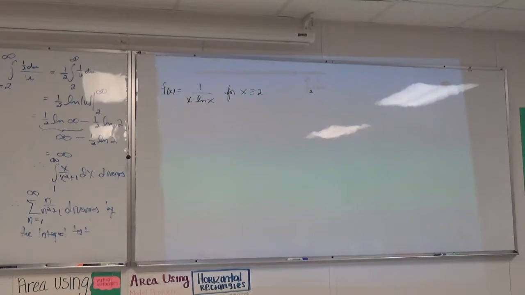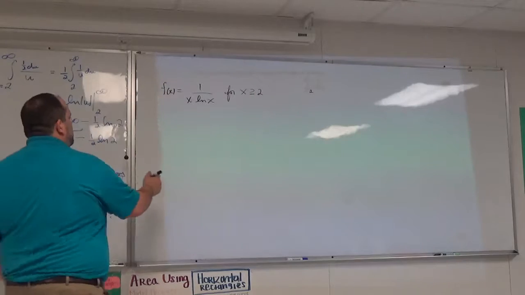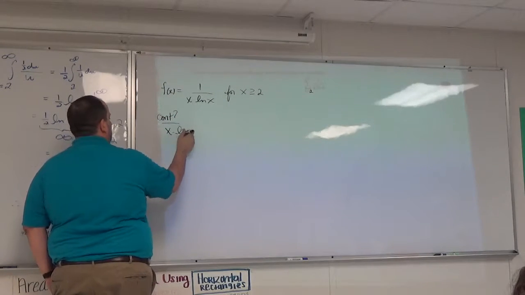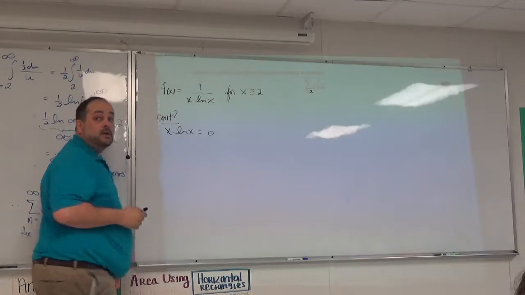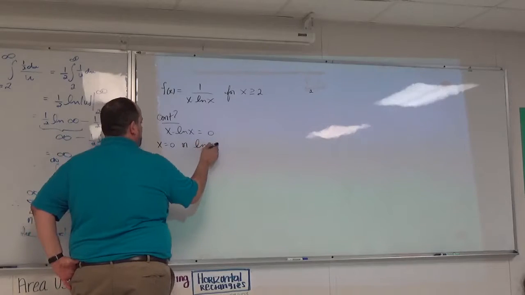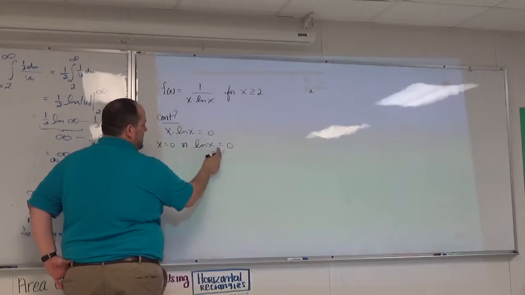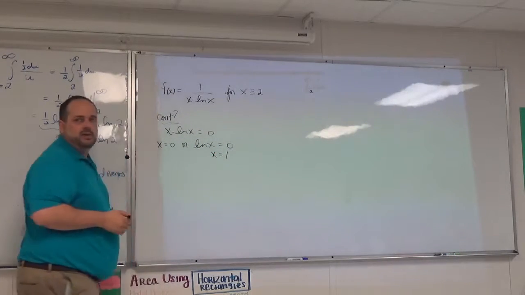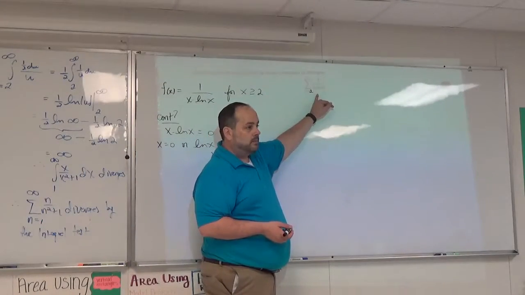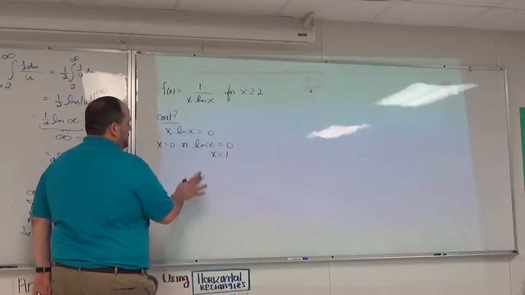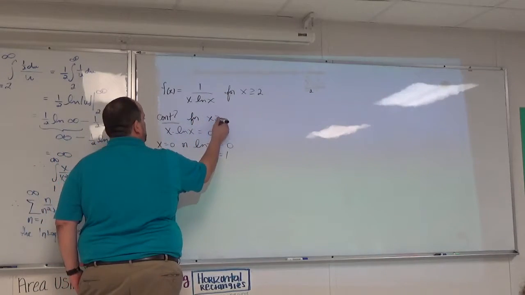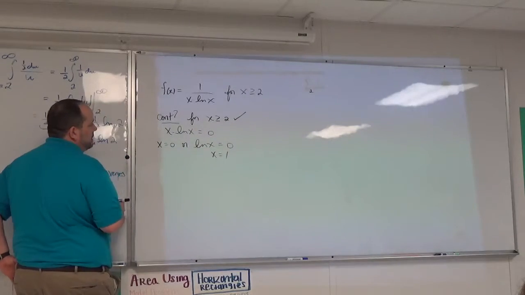The function has to be continuous, positive, and decreasing. Continuous: now I might want to stop here. X times the natural log of x can be equal to 0 if x equals 0 or the natural log of x is equal to 0. Natural log of x is equal to 0 only if x is equal to 1, which is why I need to pick something 2 or bigger. So are we okay? Continuous for x greater than or equal to 2. Check.